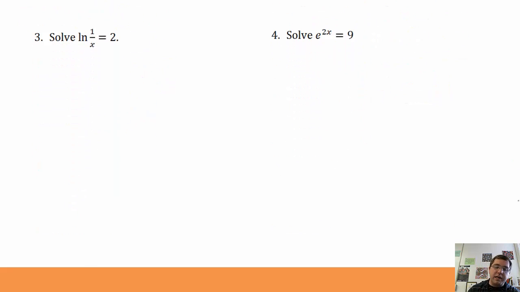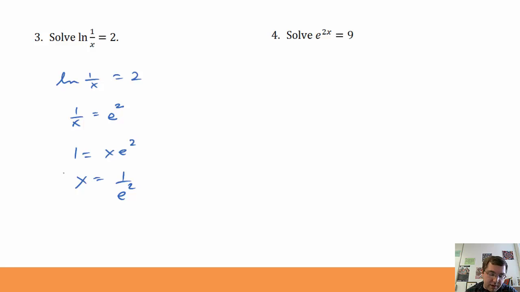Solve. The ln of 1 over x equals 2. Let's take that logarithmic equation, rewrite it as its equivalent exponential equation. That would mean that 1 over x equals, e is the base of the exponent, and 2 becomes the new exponent. 1 over x equals e squared. That's the same as saying 1 equals x times e squared, or x equals 1 over e squared. I can leave my answer like that because e is a number, so that's a simplified fraction.